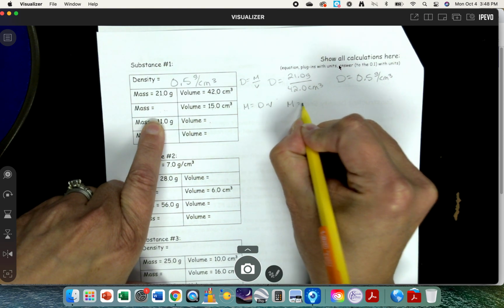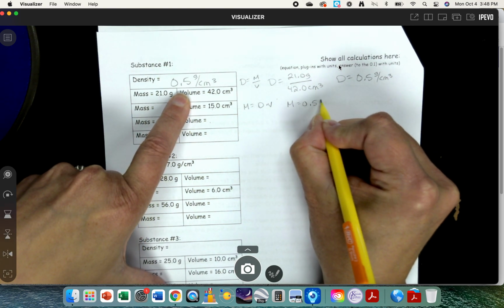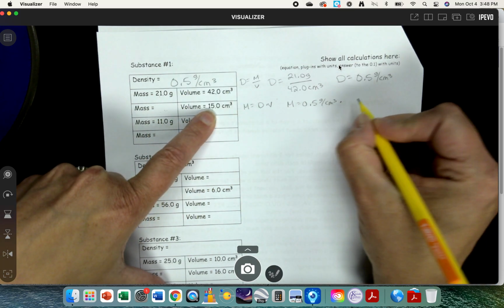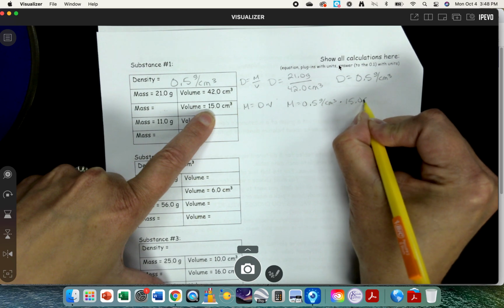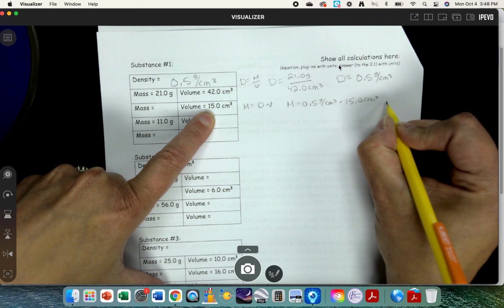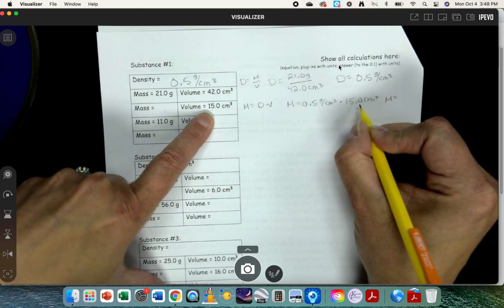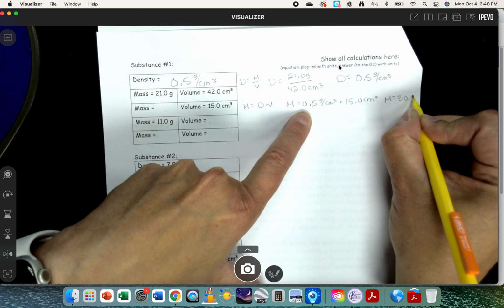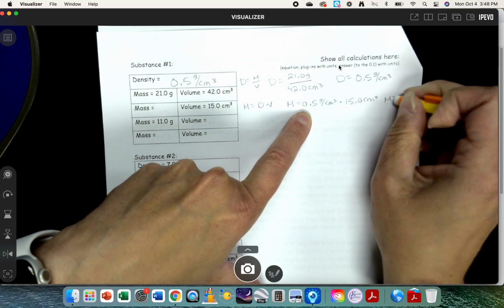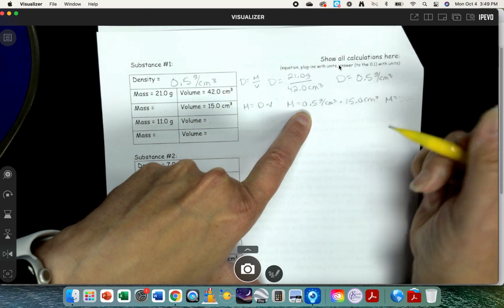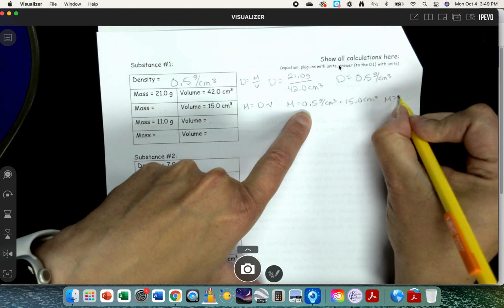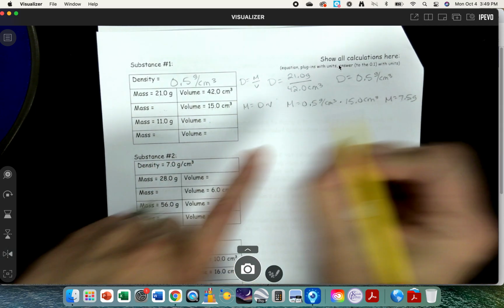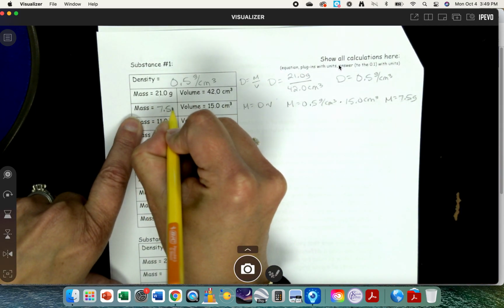And our mass is going to be equal to our density, which is 0.5 grams per cubic centimeter, times our volume of 15.0 cubic centimeters. Our mass is going to be, how many times does 0.5 go into 15? Sorry, our mass is going to be half of 15, which is 7.5 grams. So we write our answer right there.